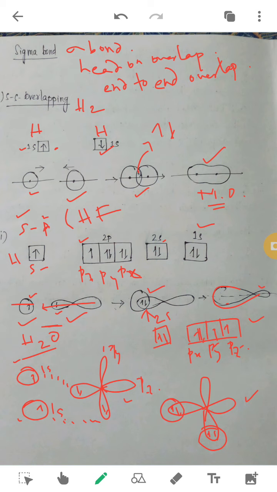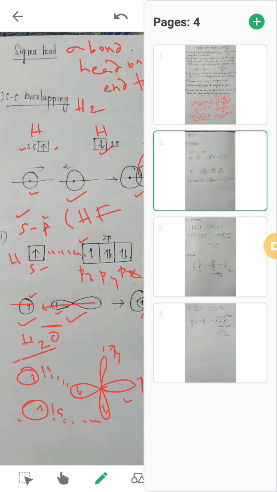I hope that is clear to you that in the case of the HF molecule, as I told, this s orbital is going for the bond formation with this pz orbital. Nothing more into this. Next part I'll go.